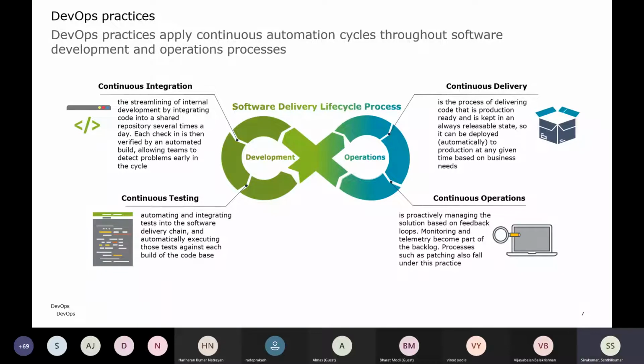Next, once the code is ready to integrate, the testing team has to be involved and do the continuous testing. So what is continuous testing? Continuous testing is the process of automating and integrating tests into the software delivery chain and automatically executing those tests against each build of the code base. These two are very important phases from the development point of view. So these are the best practices mentioned in DevOps: continuous integration and continuous testing.